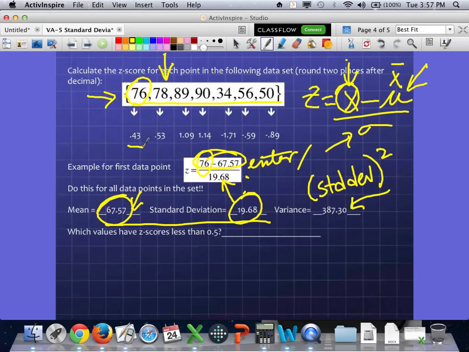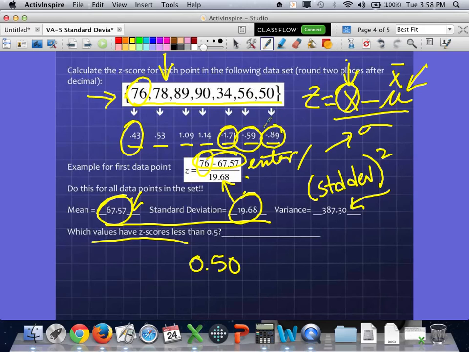And you're going to do this for each one of these data elements in the set. So I do it for each one of these, and these are the numbers that I got. You will have positive and negative things, and that's okay. And then the question wanted to know which values have a z-score less than 0.5 or 0.50, like 50 cents. Which ones are less than 50 cents? All right, so that would be this one, and this one, and this one. Because this is over 50 cents, this of course is over 50 cents, and these are negative. So it would be 0.43.